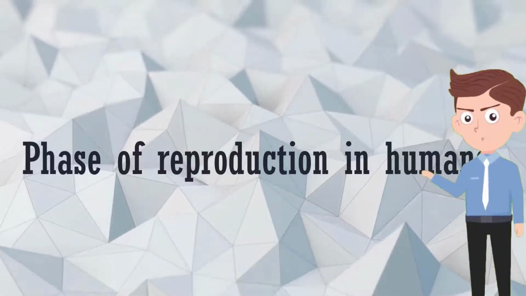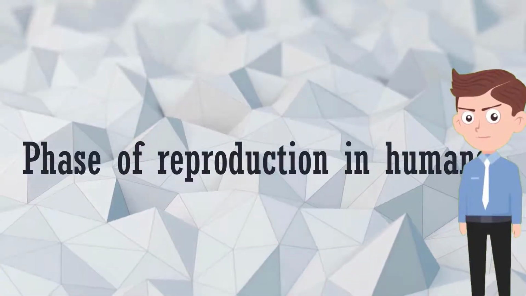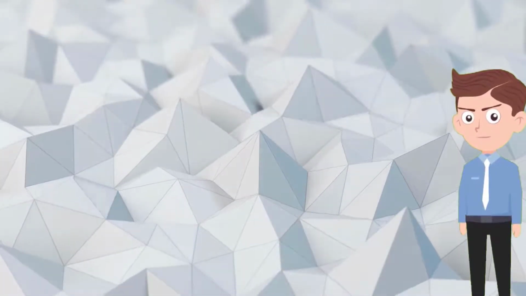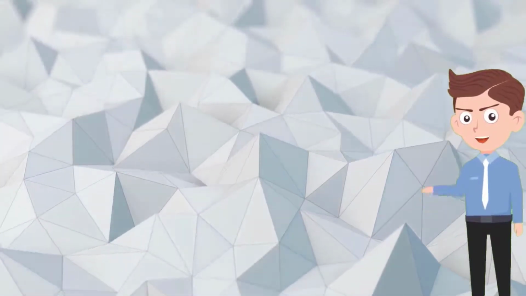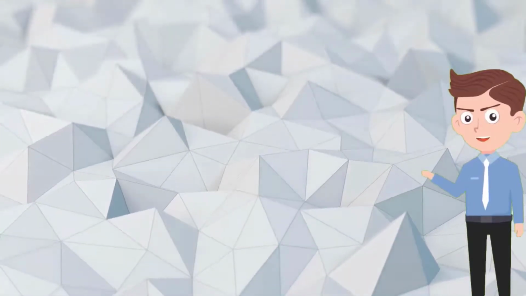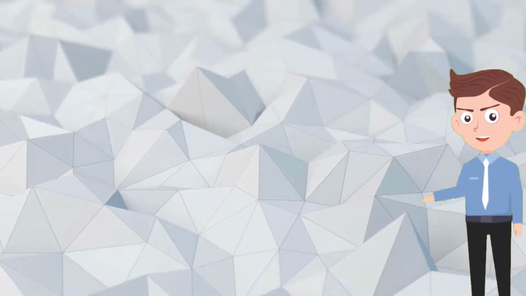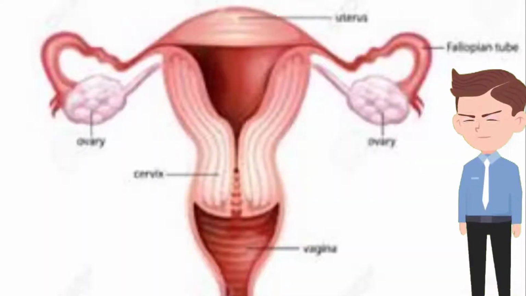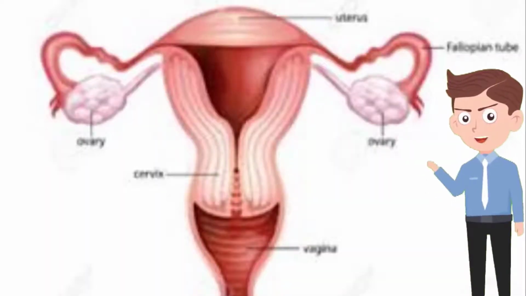Now, what is the phase of reproduction in humans? The reproductive phase of life begins at puberty and generally lasts till the age of 45 to 50 years. The ova begin to mature with puberty. One ovum matures and is released by one of the ovaries about every 28 to 30 days.